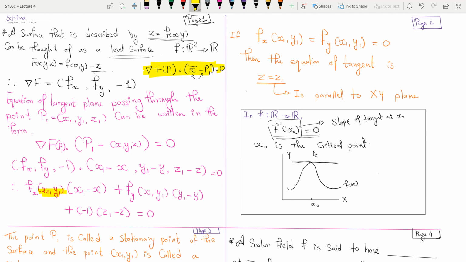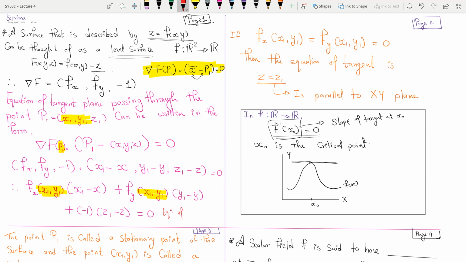If you observe, why did I write the partial derivatives at x1 and y1 only? Since we are supposed to find the gradient at the point P1, where the x and y coordinates are this, correct? Hence I wrote my partial derivatives at the point (x1, y1). Since I wanted my gradient at the point P1, and in P1 my x and y coordinates are x1, y1, hence I wrote this. Okay, so now if you observe, this is nothing but my equation of the tangent.